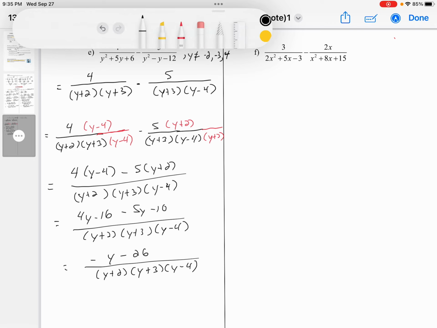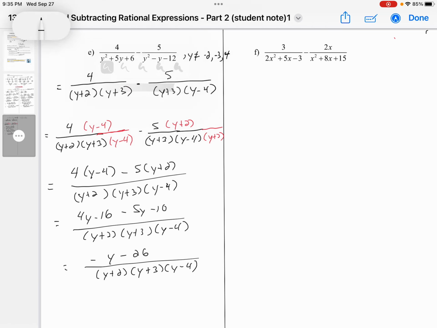Now, that is a very good answer. It is a very, very good answer. However, moving forward, and I chose these numbers on purpose so it would work out like this, you're not going to want a negative coefficient sitting on there like that.